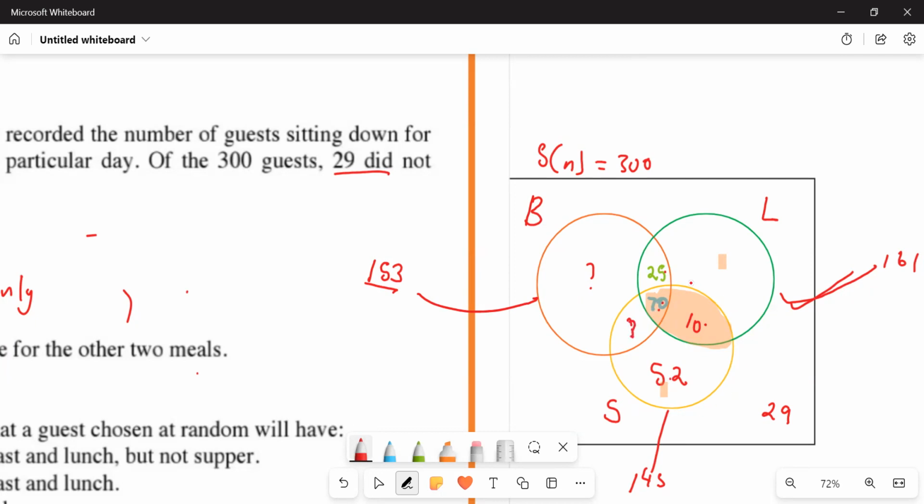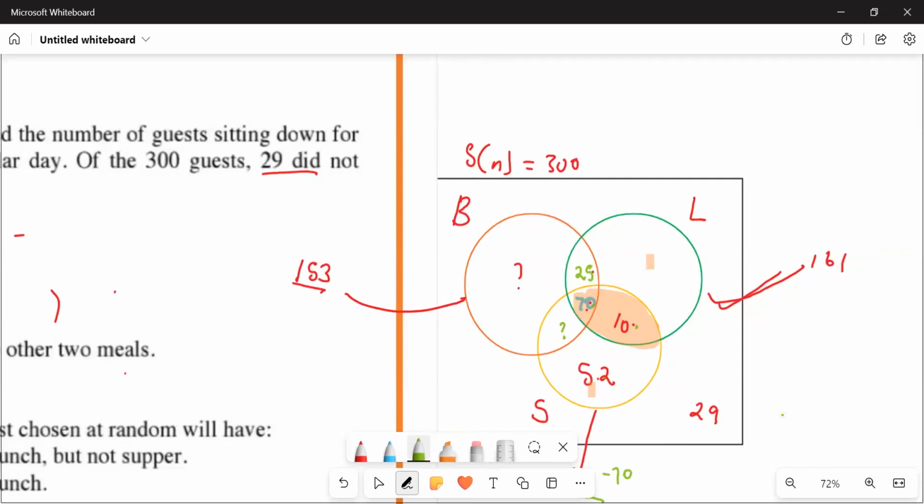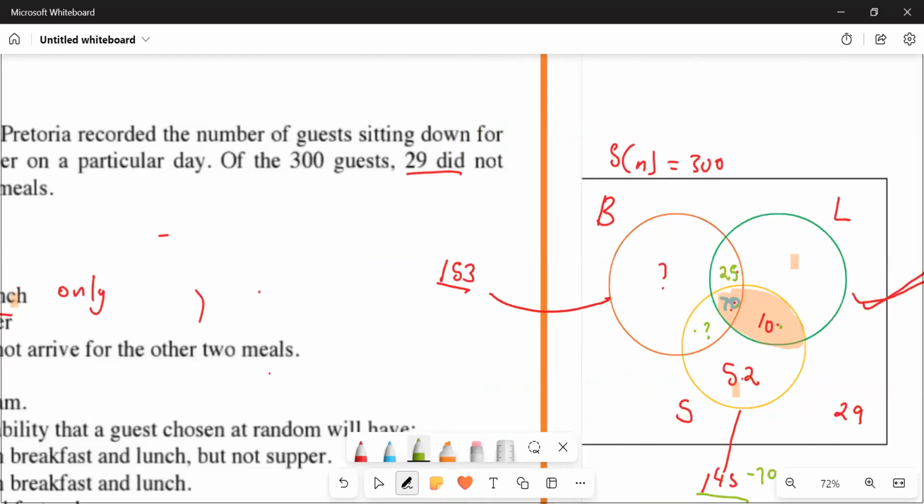On the supper, which is the yellow, if we just concentrate on the yellow, we know this one, we know this one, we know these ones, but we don't know this one. But all in all, they're supposed to give us 145. So I can say 145 minus 70, minus 52, minus 10. What do I get? 13. Are you sure?